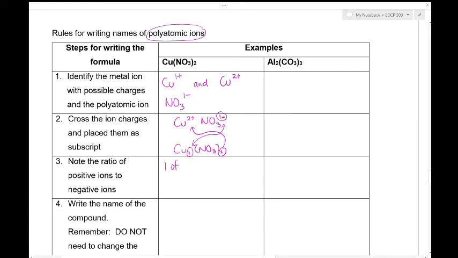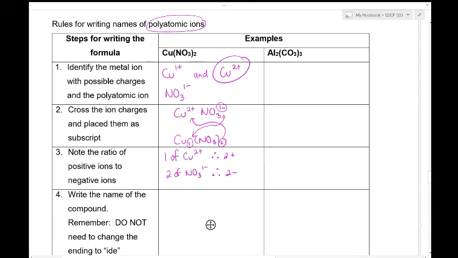1 of copper, 2 plus, gives us a charge of 2 plus overall. And 2 of NO3, 1 minus, would give a charge of 2 minus overall. 2 plus and 2 minus cancels out, therefore we're balanced. So we know that our answer is Cu 2 plus.